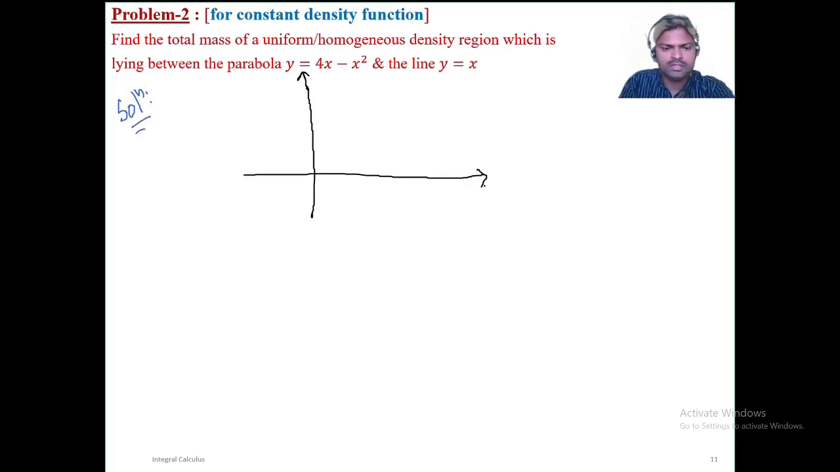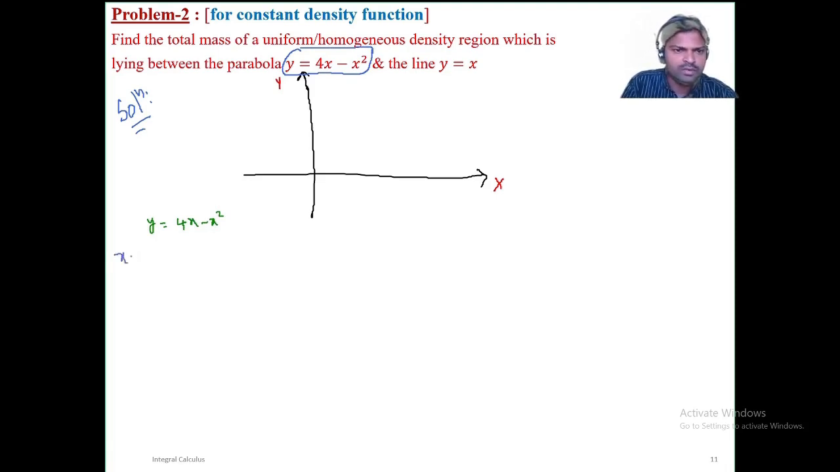So this is the x-axis and this is the y-axis. Now let us first sketch y equals 4x minus x square. This is not a standard curve, so let us sketch it. How to sketch? We take y equals 4x minus x square, and let us take points one by one.